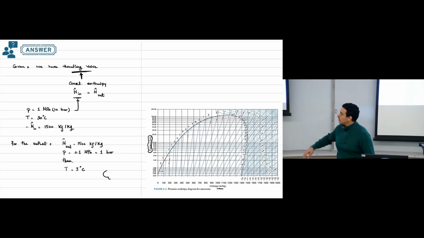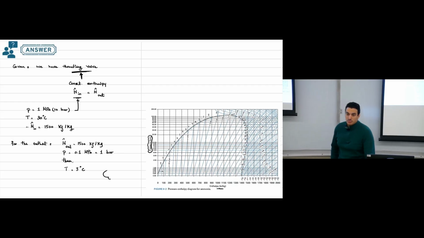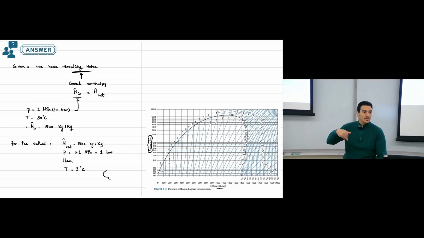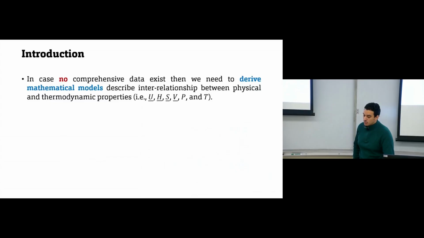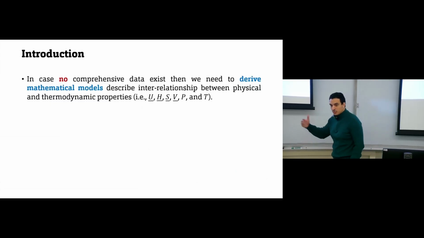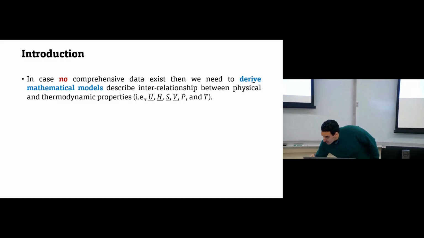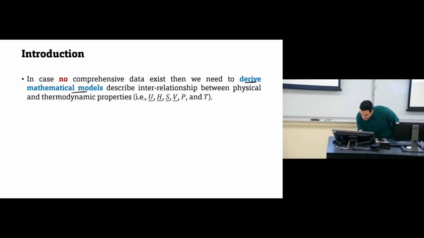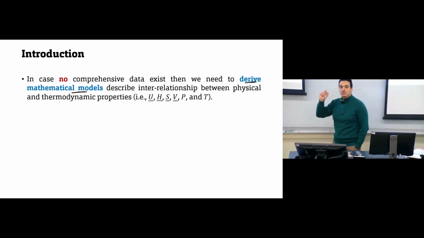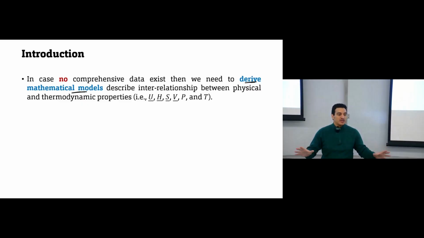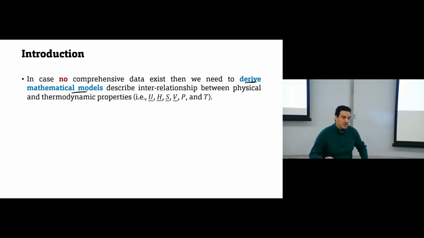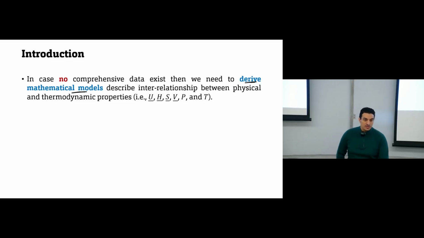But the question is, what if we need more thermodynamic properties other than the internal energy and the enthalpy? If we don't have existing data to help us use directly, then there is no solution except to derive a mathematical model. And when you hear the words mathematical model, we are talking about a mathematical equation. We have a mathematical equation that we substitute in this equation, and from this substitution we can find the value of any thermodynamic property we need.